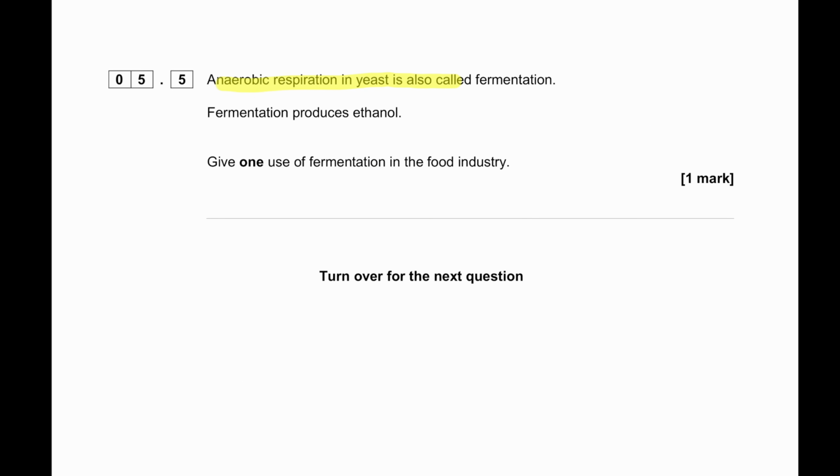Anaerobic respiration in yeast is also called fermentation. Fermentation produces ethanol. Give one use of fermentation in the food industry. So we use fermentation for making bread, or for brewing wine and liquors. So we will write bread making and brewing.